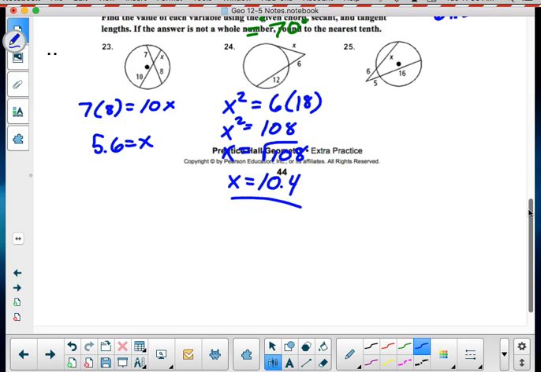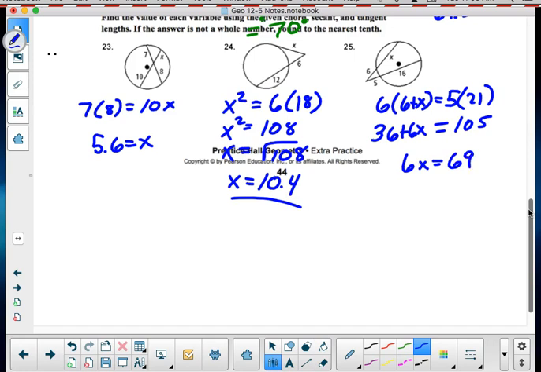Okay, in 25, same thing. It's a secant, secant. So it's the outside times the entire length is equal to the outside times the entire length, which is 21. This is 105, and this is 36 plus 6x. I'm subtracting 36 from both sides, and I got 6x equals 69, and x, after I divide, is equal to 11.5.